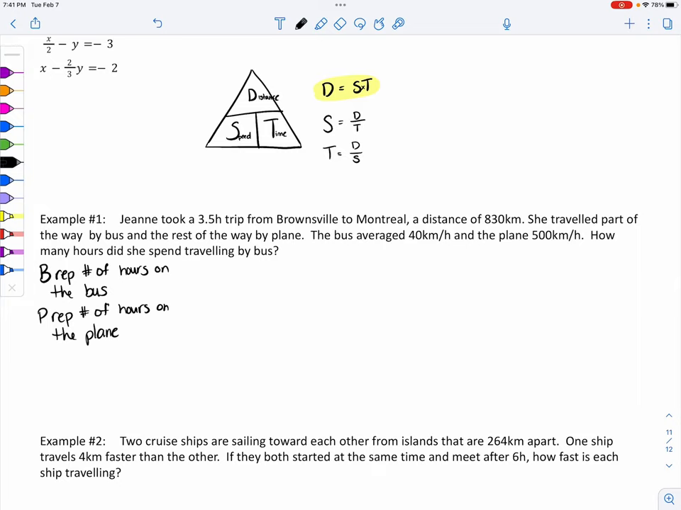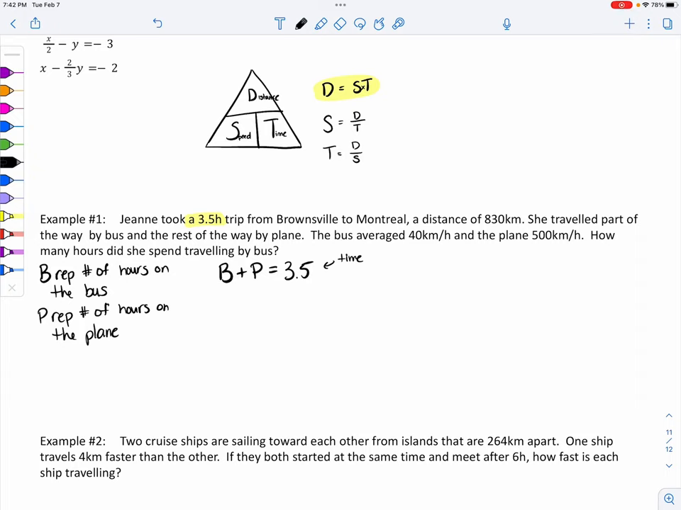Okay, so what do I know? So the variables, that's what I don't know. The equations are the pieces of information I know. What do I know about the number of hours that she was on the bus and the number of hours she was on the plane? We know it took her 3.5 hours. So I could come up with an equation that says the number of hours on the bus, B, plus the number of hours on the plane, P, is 3.5. That equation there represents the time.